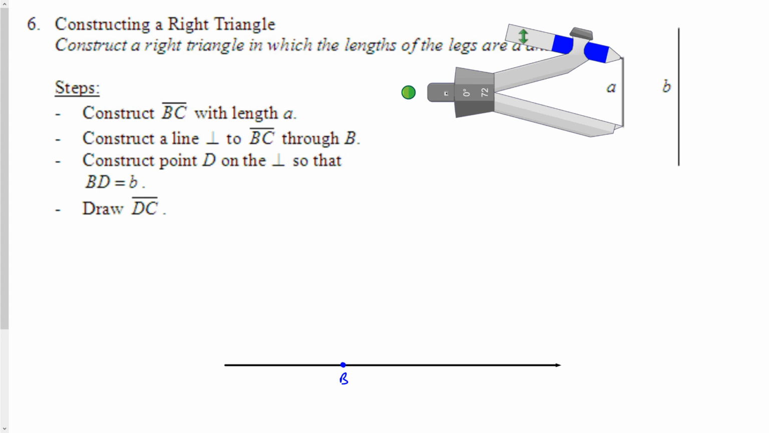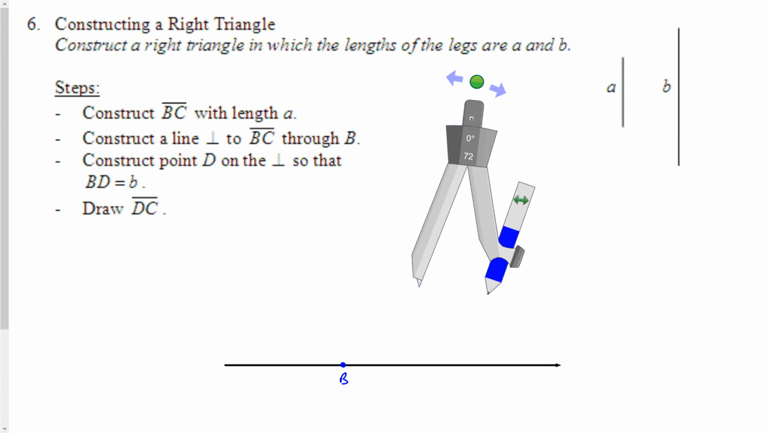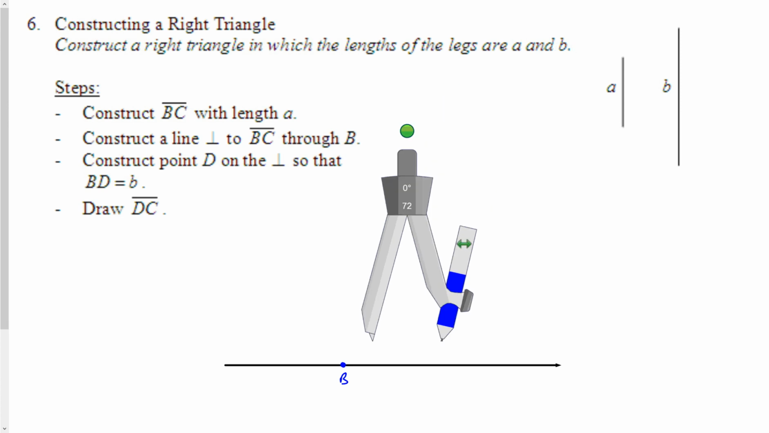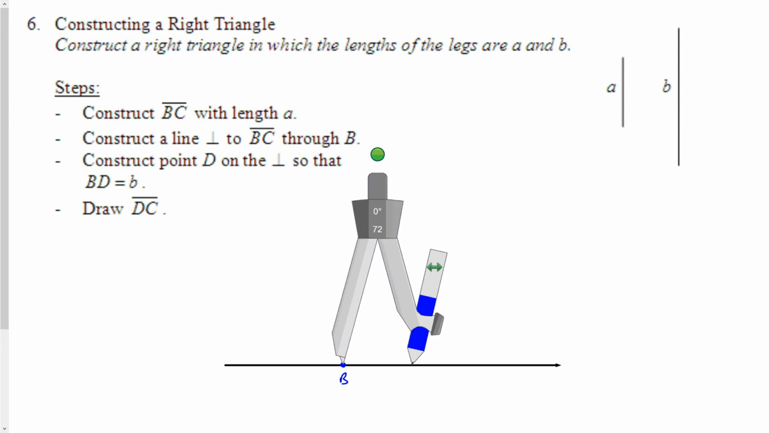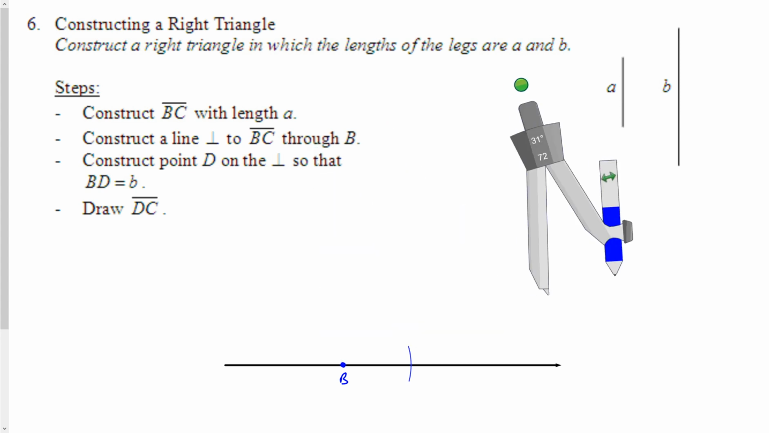So here I have the length A. I'm going to take that length. I'm going to move my compass so that the point is on point B, and I can construct this arc. This gives me point C. So BC is actually one of the legs of my right triangle. Now I need to make the other leg of my right triangle.